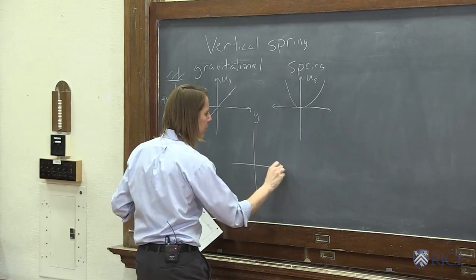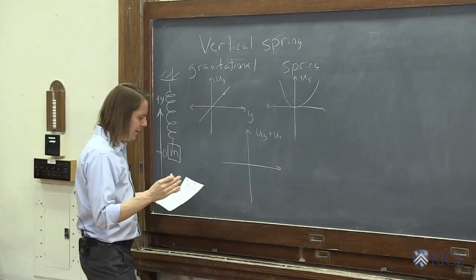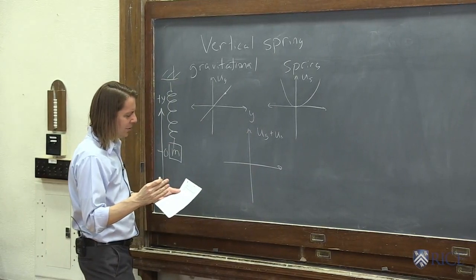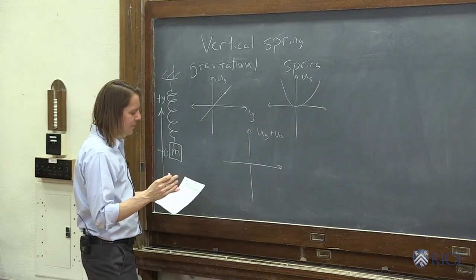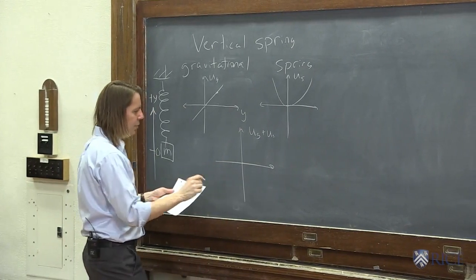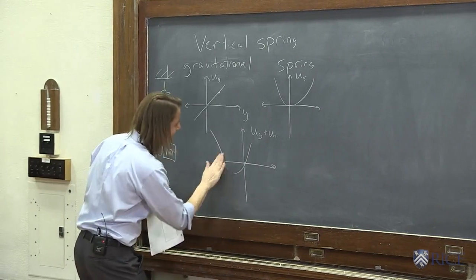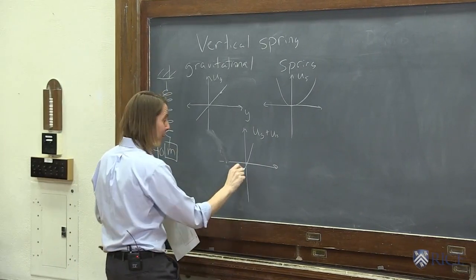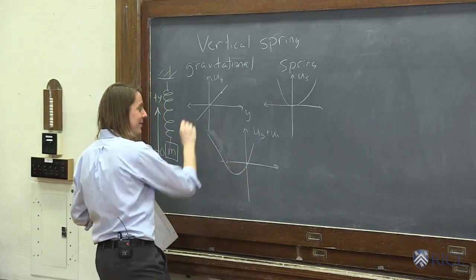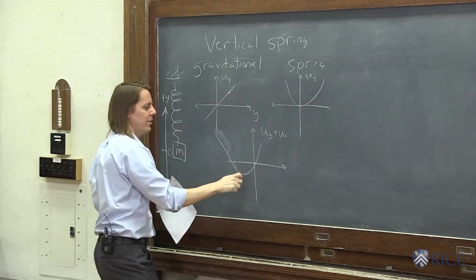Hopefully I can draw it well. If we do Ug plus Us, the key is that this was 0, so it's going to kind of do this. Oh my God. Well, it started out really well, right? And then, yeah, it's going to kind of do that. So this potential really just shifts down and to the left.